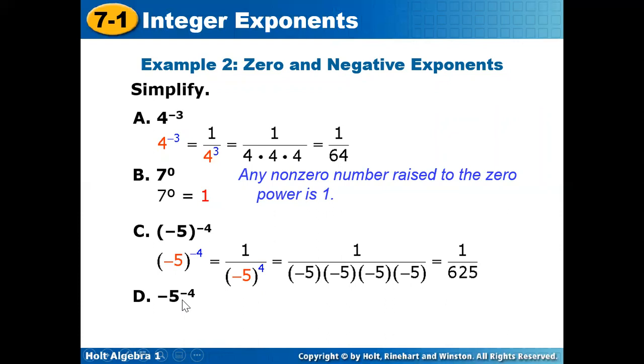Without the parentheses, it is 1 over negative 5 to the 4th, but you do 5 to the 4th and then add the negative in. The negative is not involved because it's not in the parentheses. And that can be tricky. So you get a negative number here, you get a positive number here. So make sure you're on the lookout for that.